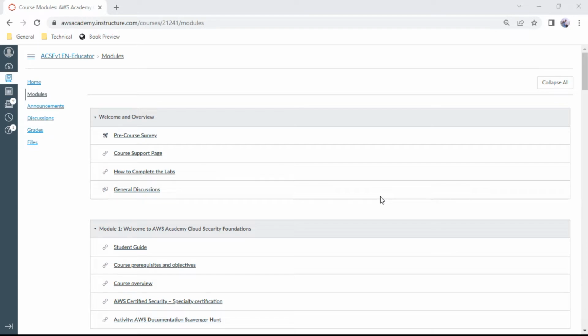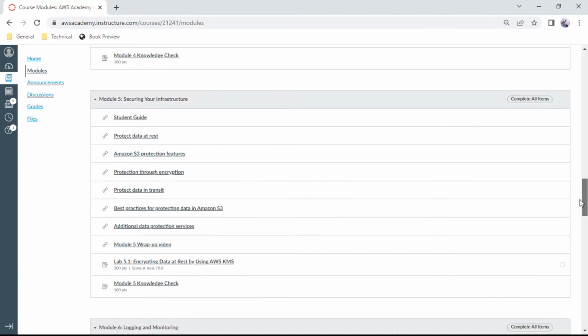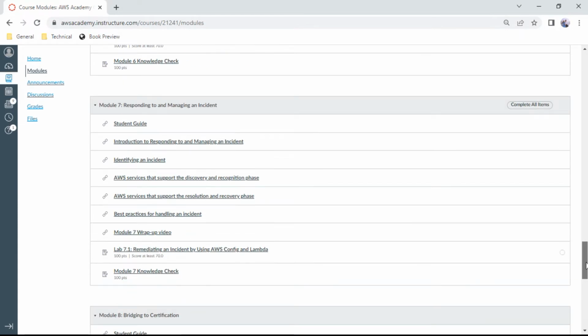This is module 7, and this is the last module in our series. Okay, so this module 7 basically covers responding to and maintaining an incident. So let me click this module 7 knowledge check.